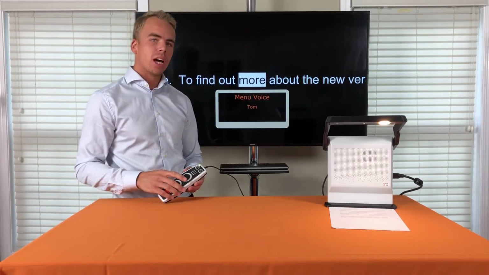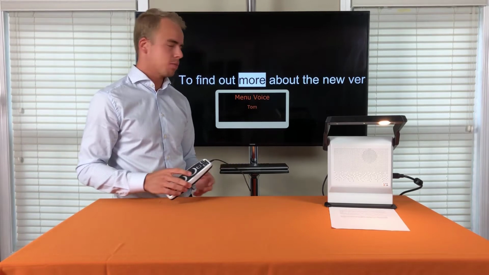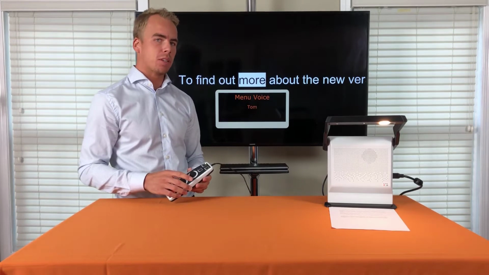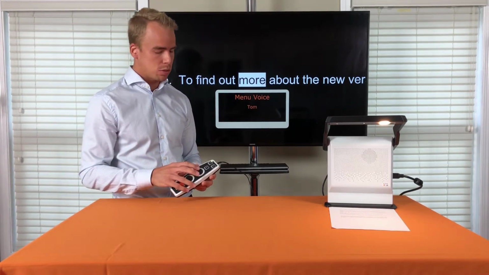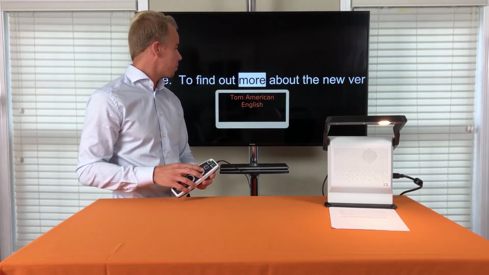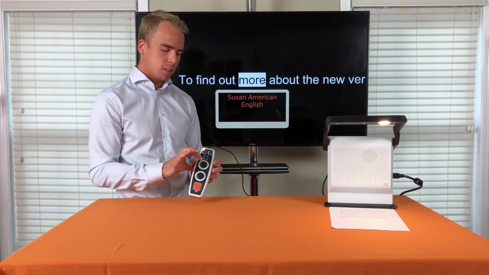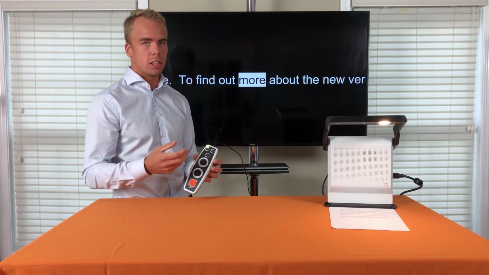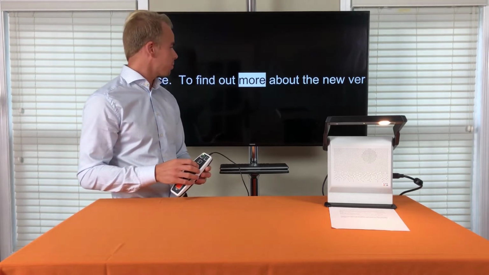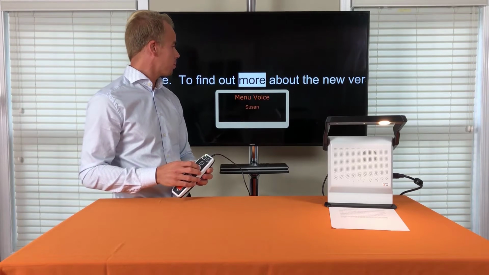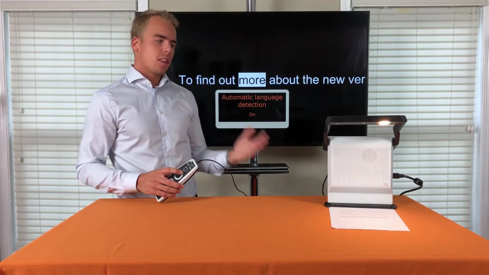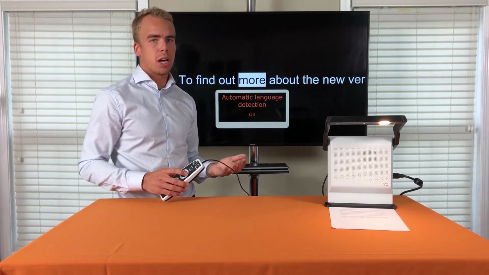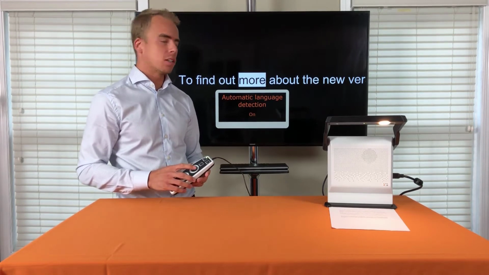Menu voice. I can do the same thing with the menu voice. So the menu voice is, of course, now it's Tom reading for me what I'm doing. I can change, let's take Susan. Tom. Zoe. Tom. Susan, American English. I'm turning the knob and I'm pressing to select. Menu voice. Automatic language detection. Press to disable. The MagniLink Voice 2 will always be delivered with automatic language detection on.